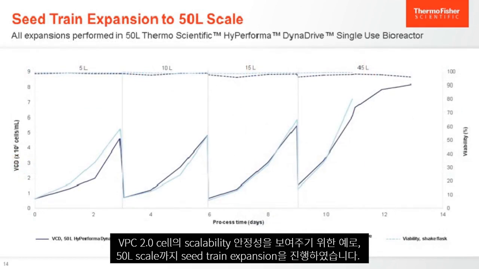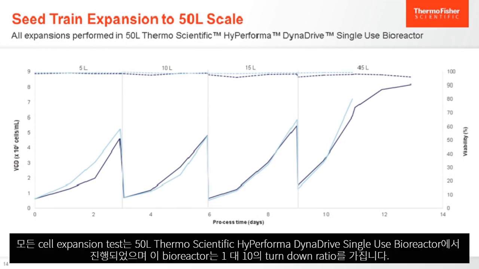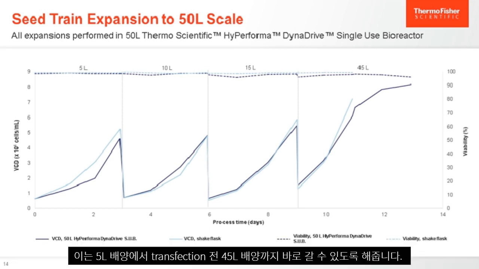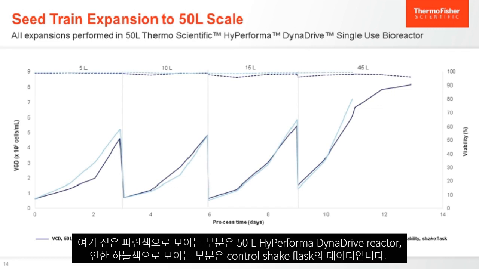And so just to give some example of the robustness of the VPC 2.0 cell line with regard to its seed train and getting up to a 50-liter transfection volume, here all of these cell expansions were performed in our 50-liter Thermo Scientific high-performance DynaDrive single-use bioreactor that has a 1 to 10 turn-down ratio, allowing us to go right from the 5 liters of cell culture all the way up to the 45-liter final volume prior to transfection. And what you can see here, compared in dark blue, is the 50-liter high-performance DynaDrive reactor, and in light blue is a control shake flask.